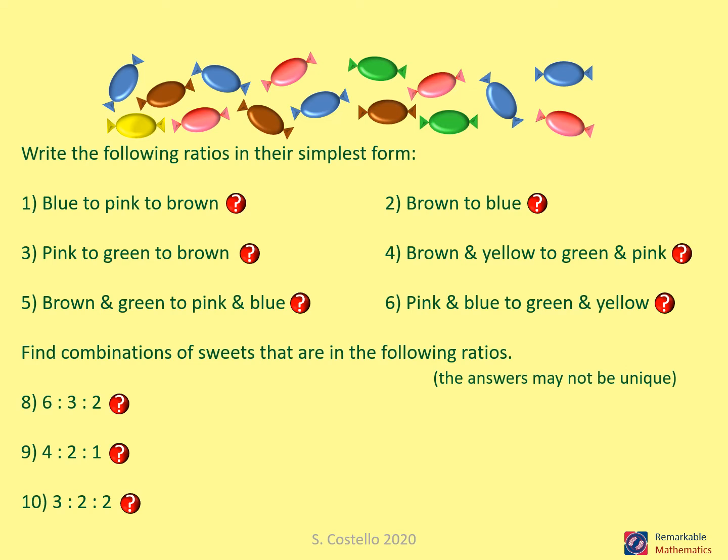So here we have a group of sweets. Write the following ratios in their simplest form. So questions 1 to 6, fairly straightforward. Just be careful when you're adding the different sweets together, which ones are they? And for the last 3, 8, 9, and 10, what you're doing is you have to make the sets that satisfy those ratios. So pause the video, work through the questions. Once you've done it, come back and we'll check your answers.